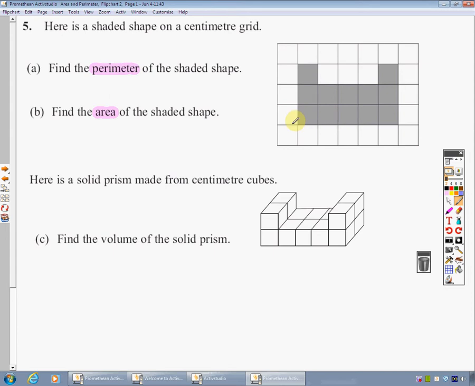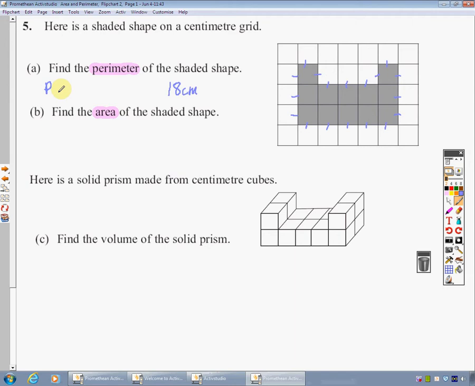A good technique is 1, 2, 3, 4, 5, 6, 7, 8, 9, 10, 11, 12, 13, 14, 15, 16, 17, 18. 18 centimetres. Could not be easier, so long as you remember, perimeter is round the outside of the shape. I often talk about the prison and the perimeter fence of the prison, just to help people remember.